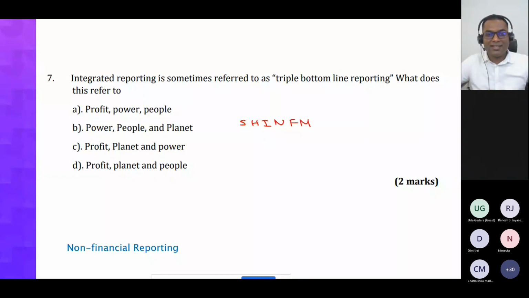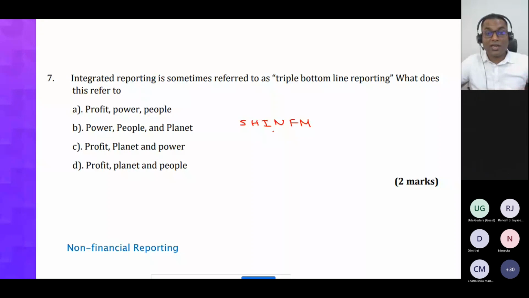Shin FM. What is that? First one, social and relationship capital. H, human capital. I, intellectual capital. N, natural capital. F, financial capital. M, manufactured capital. So 6 types of capital. It talks about the value creation.